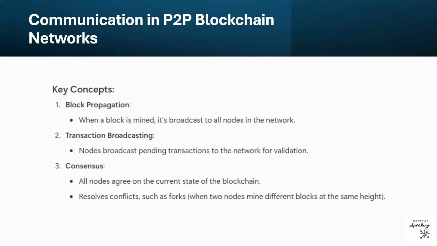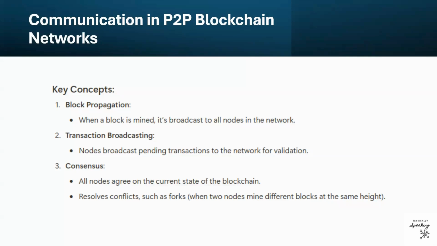Moving on to communication in P2P blockchain networks, when a block is mined, it's broadcast to all nodes in the network. Nodes broadcast pending transactions to the network for validation. All nodes agree on the current state of the blockchain and resolve conflicts such as forks. And forks are when two nodes mine different blocks at the same height.